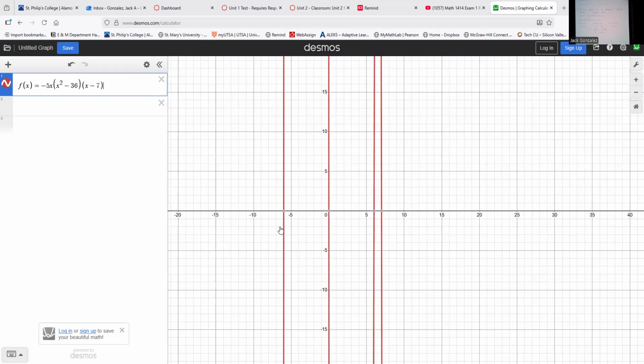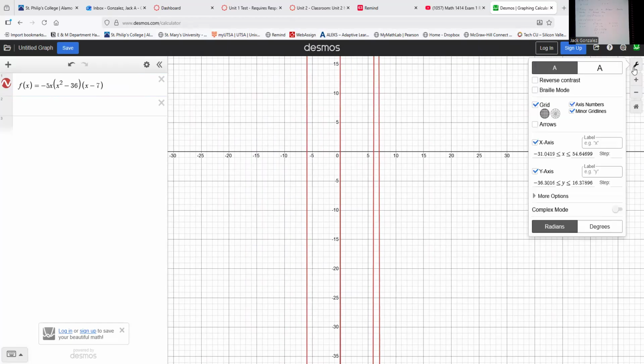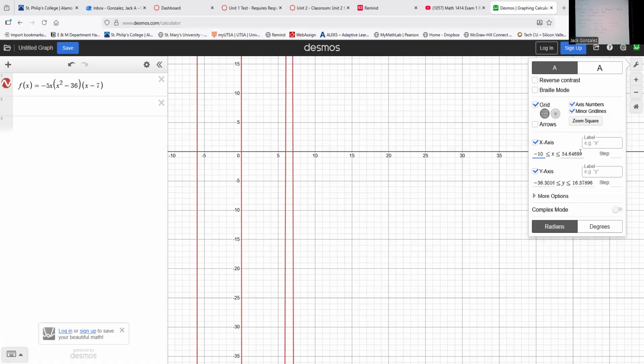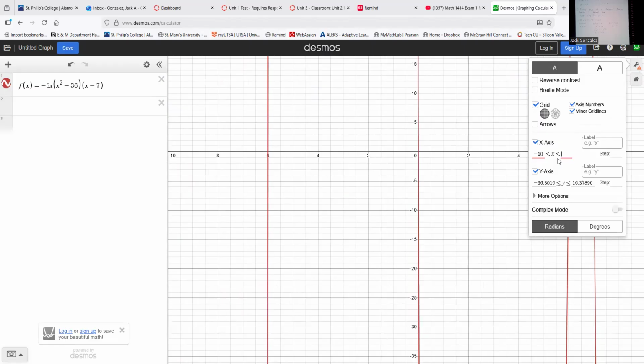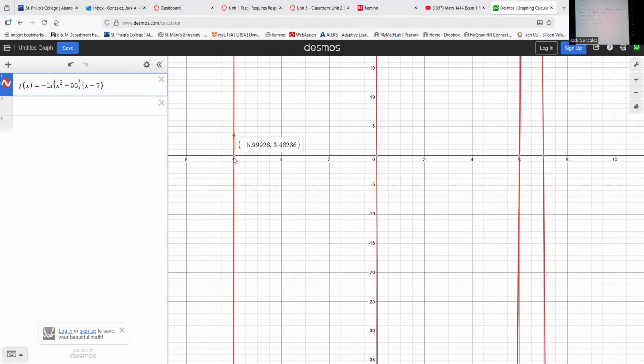Righty, so there's the functions. That looks weird. Let me fix the x-axis here. Negative 10 and there's my zeros. 4 zeros that I found.